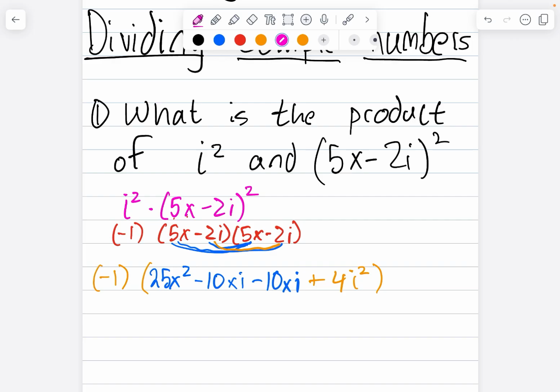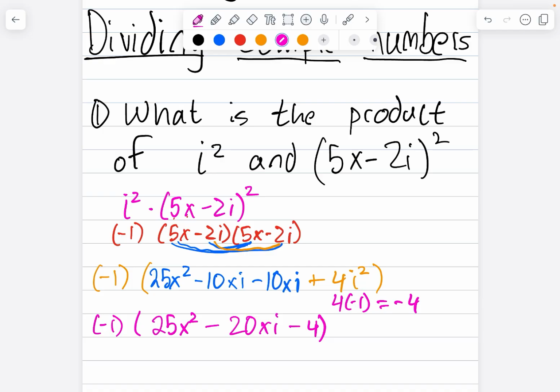Combine like terms. So I'm going to have -1 on the front, 25x squared minus 10xi minus 10xi is minus 20xi, and 4i squared, right? 4i squared. Well, what's i squared? i squared is -1. So 4 times -1 is -4. All right? So instead of writing 4i squared, I'm just going to write -4. All right? I'm almost done with the problem.